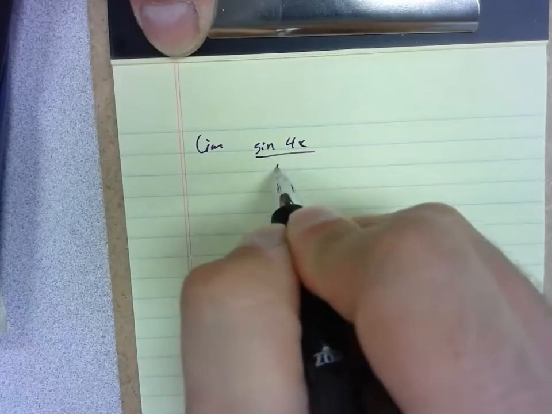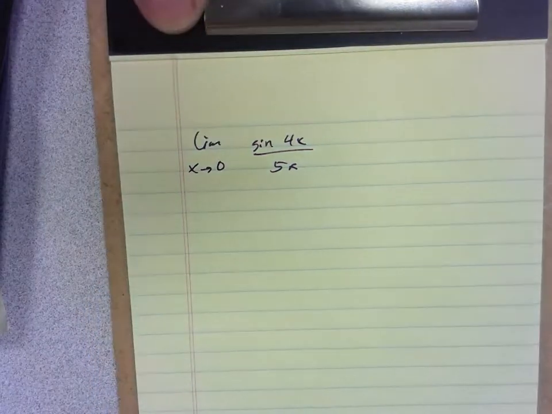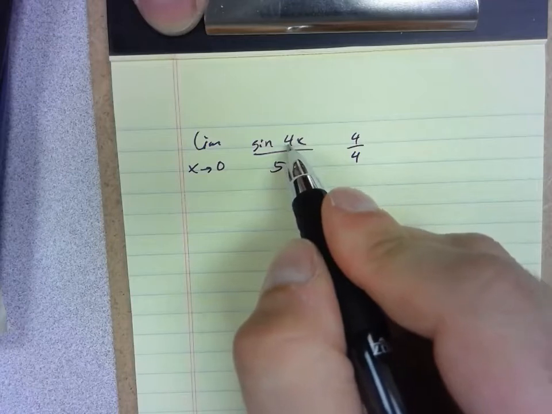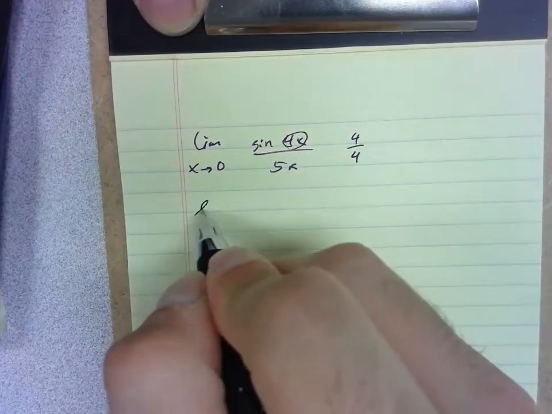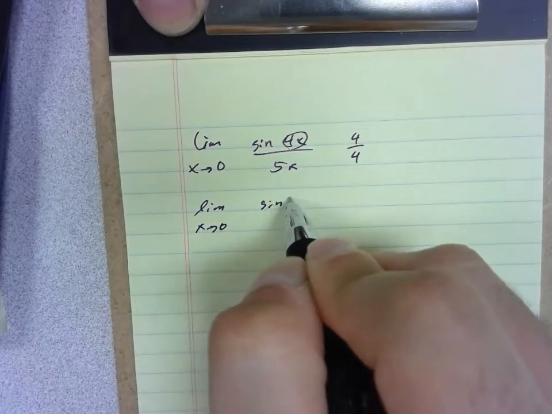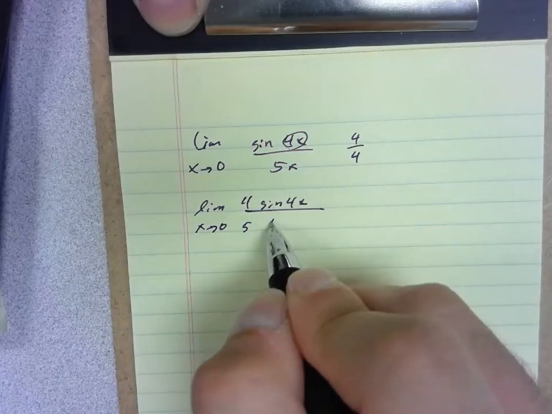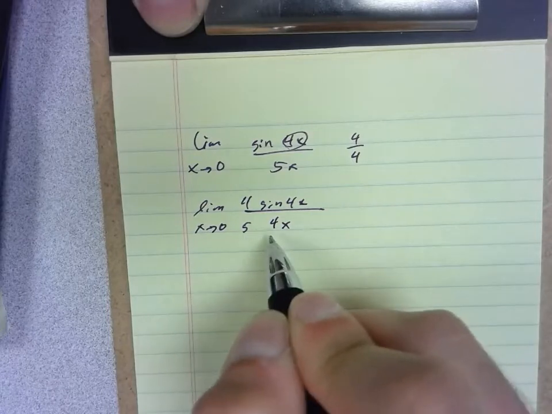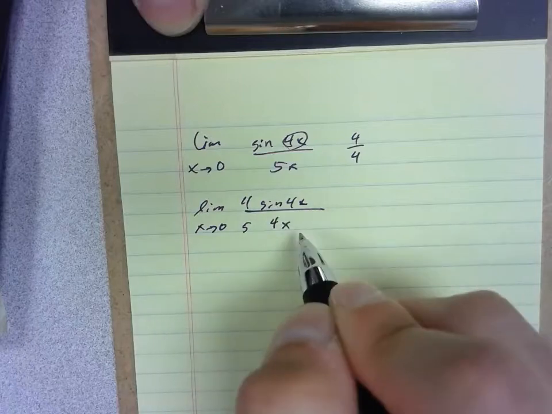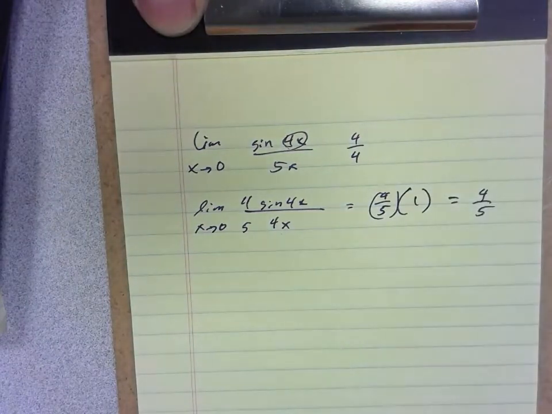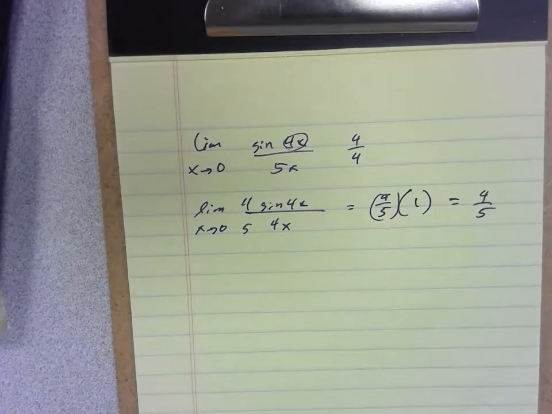The limit of sine of 4x over 5x as x approaches 0 from the right. In order to do this, we're going to multiply by 4/4, because I want the same 4x in the denominator. So this equals the limit as x approaches 0 of the sine of 4x over 4x, with the 4 out front, divided by 5, since I can reorder the multiplication just fine. Then this portion is equal to 1. So this is equal to 4/5 times 1, and that equals 4/5. Cool. Others?